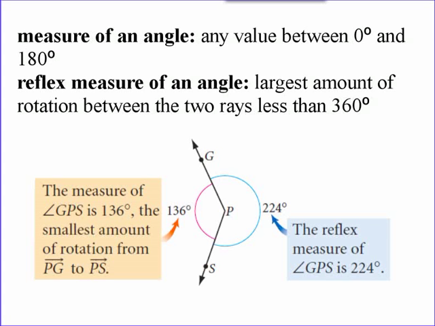So remember, the reflex measure is always the biggest part of the angle. So if I had, just a quick example, another example just to be aware of it. If I had an angle right here, and I'll call this A, I'll call this B, and I'll call this C. And let's just say for kicks that we know this angle is 90 degrees. What would the reflex measure of that angle be?